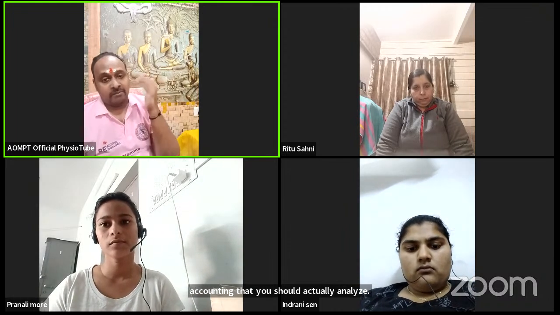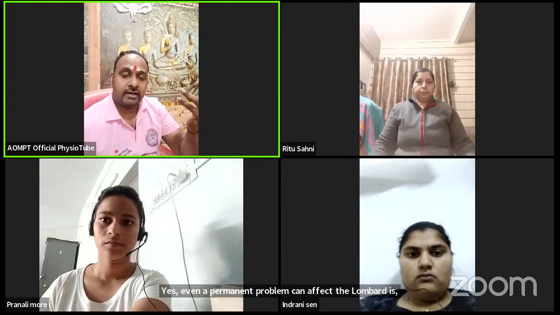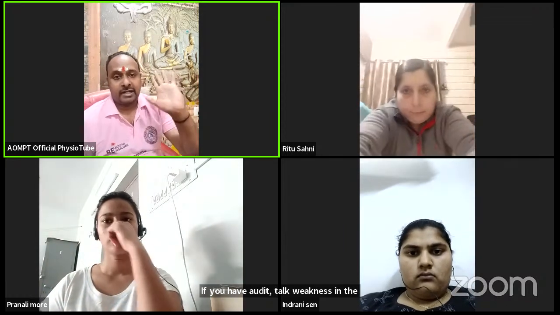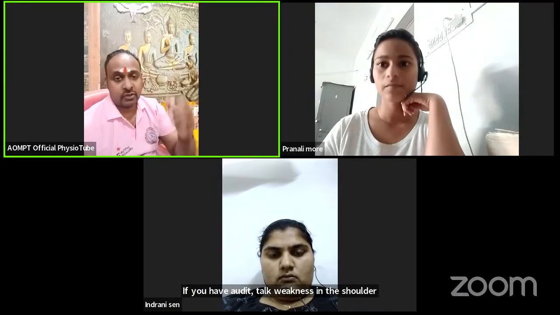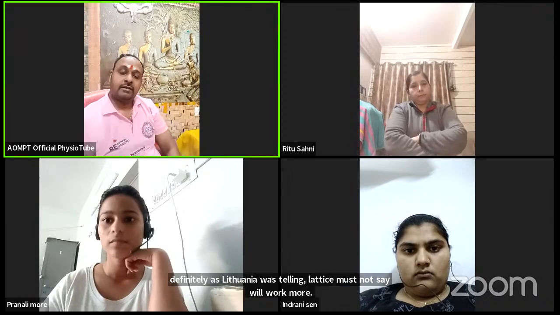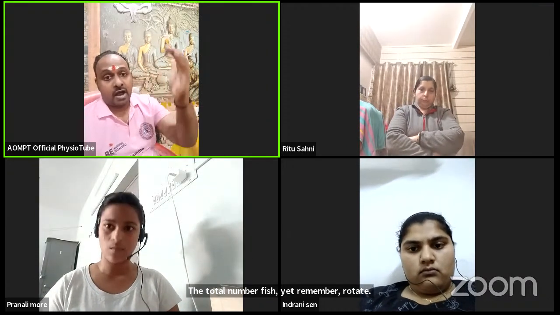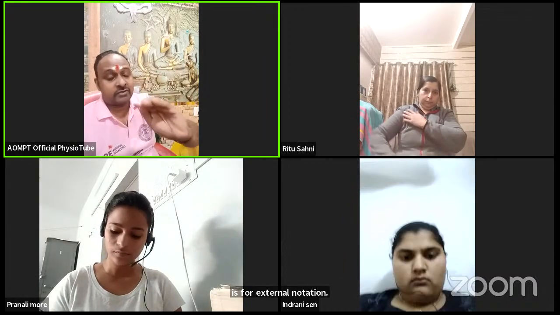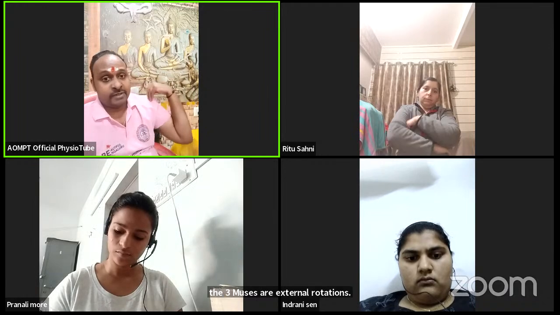Even an upper limb problem can affect the lumbar. If you have rotator cuff weakness in the shoulder, definitely, as Ritu ma'am was telling, latissimus dorsi will work more. The thoracolumbar fascia. Remember, the rotator cuff is for external rotation. Three of the muscles are external rotators; subscapularis is the only internal rotator. That external rotation clears the impingement in the shoulder.